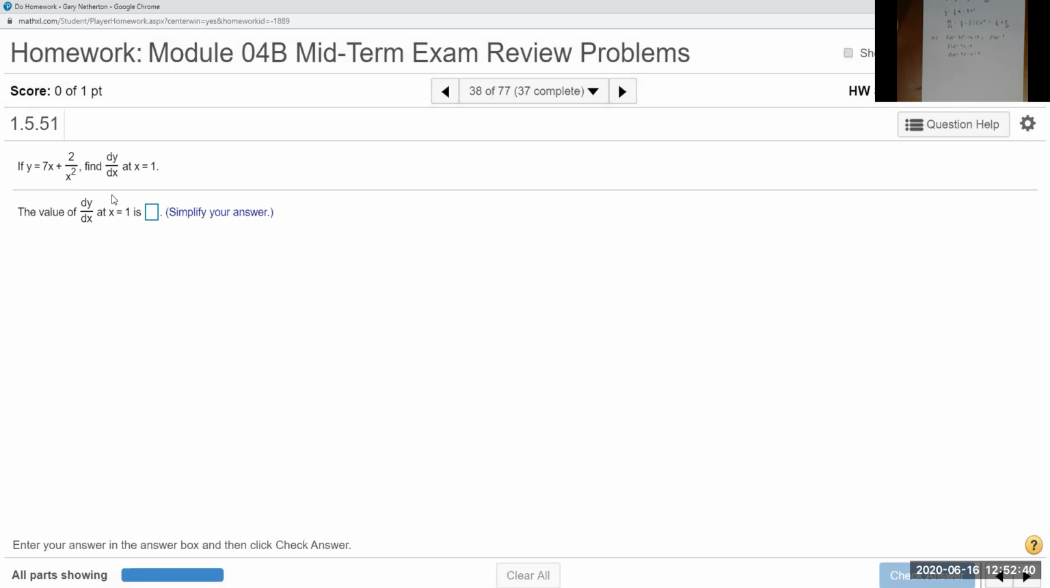All right, this is the same kind of problem. The notation's different. So here they give an equation with y equals 7x plus 2 over x squared. And they say find dy dx at x equals 1. That's another way of saying go take the first derivative and then evaluate the first derivative when x is 1. So let's go ahead and do this one. This one shouldn't be too bad. This is number 38.